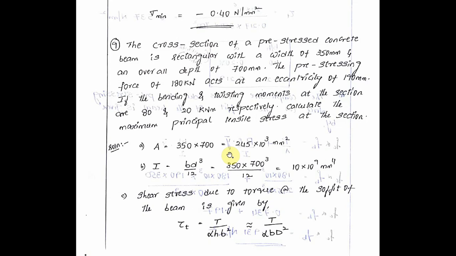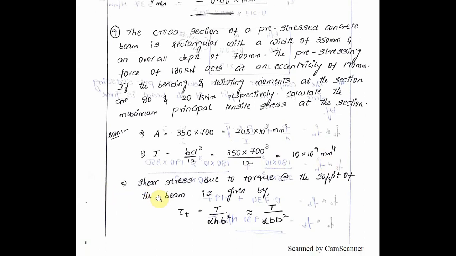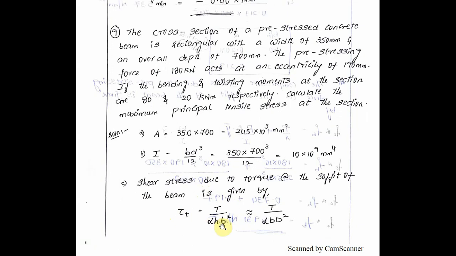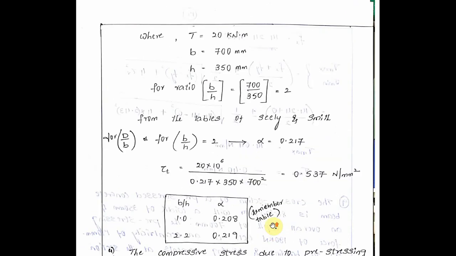I is equal to BD cube by 12, that is 350 into 700 cube divided by 12, that is 10 into 10 to 9 mm raised to 4. Then shear stress due to torque at the soffit of the beam is given by tau T equal to capital T divided by alpha into h into b square, where T equal to 20 kilonewton meter, B is equal to 700 mm, H is equal to 350 mm.